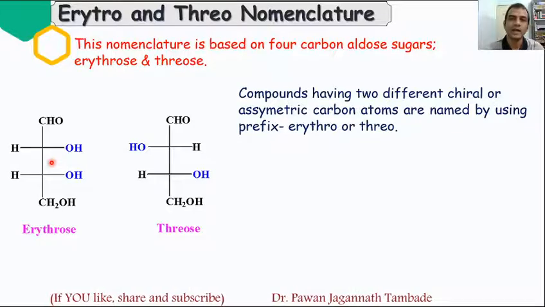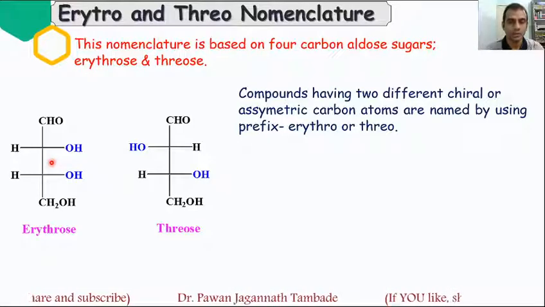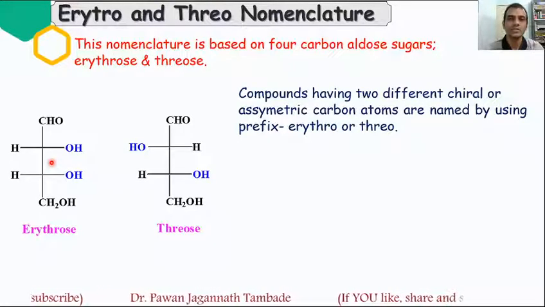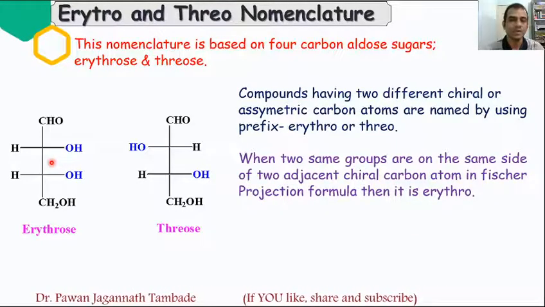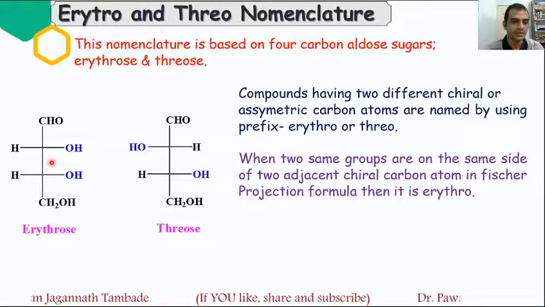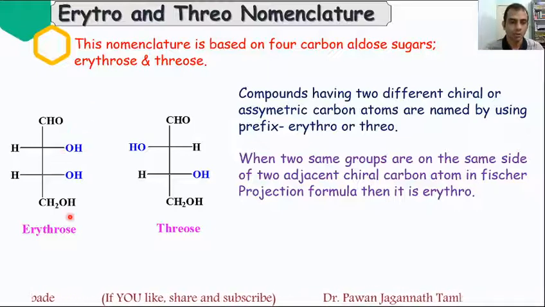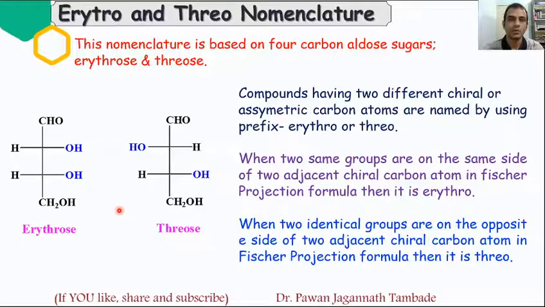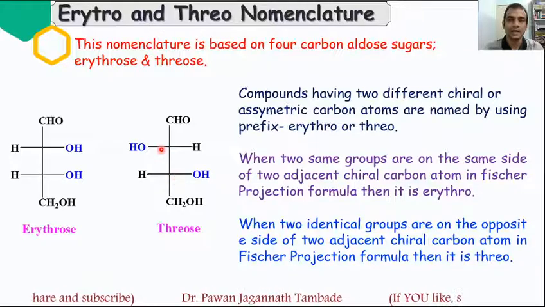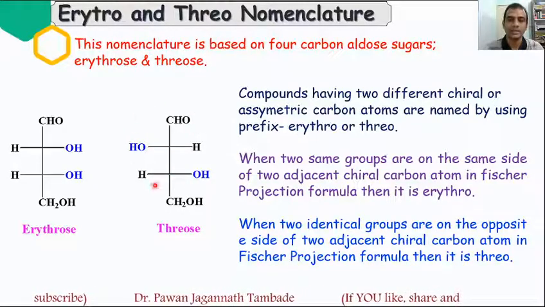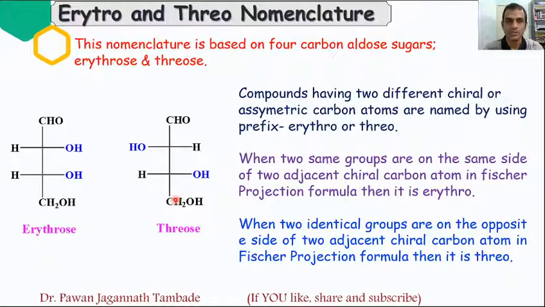Compounds having two different chiral or asymmetric carbon atoms are named using prefix erythro or threo, so that we can identify these two structures from each other. When two same groups are on the same side of two adjacent chiral center, for example in this case of erythrose, then such structure is called as erythro. And if two identical groups present on two adjacent chiral center are on opposite side, like present in these threose, then such structure is called as threo structures.